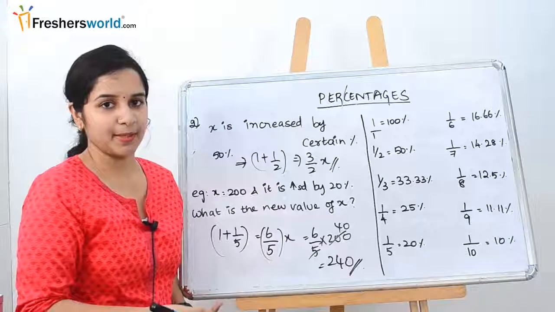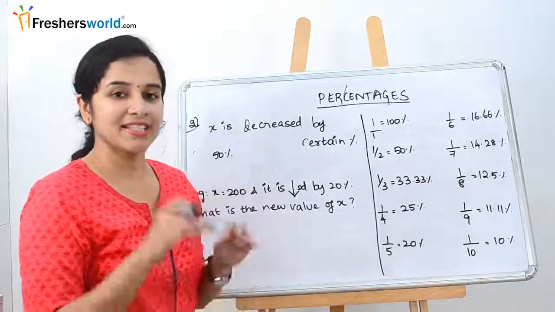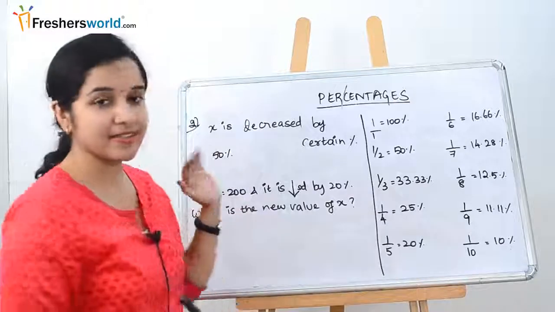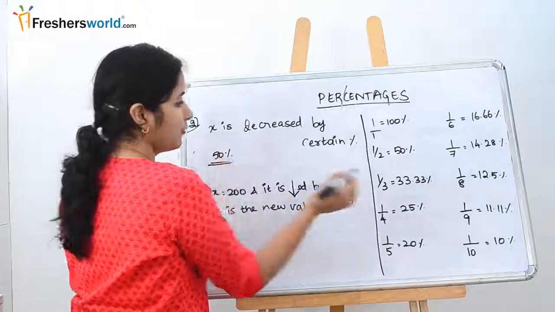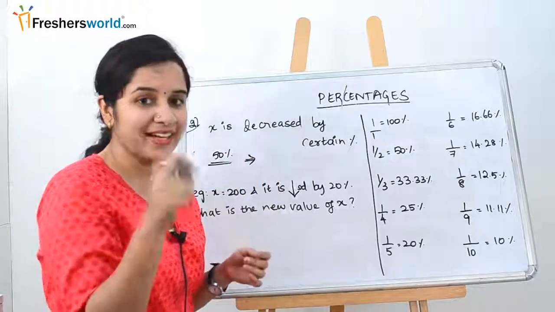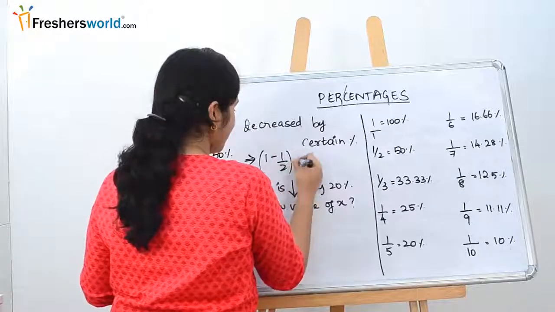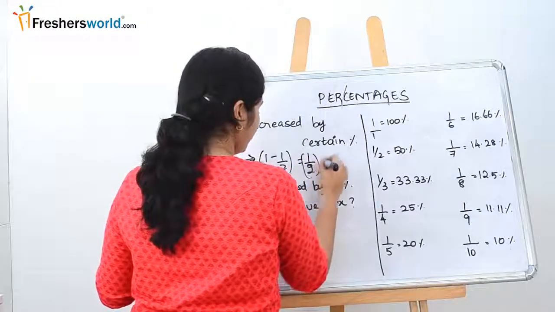Let's go to the next type. The third type is: X is decreased by a certain percent. Let's take the same example. Let's take X decreased by 50%. We know that 50% is nothing but 1 by 2. What do we do here? In an increase, we add it. Here, we have to subtract it. So 1 minus 1 by 2 is nothing but the same 1 by 2 of X.